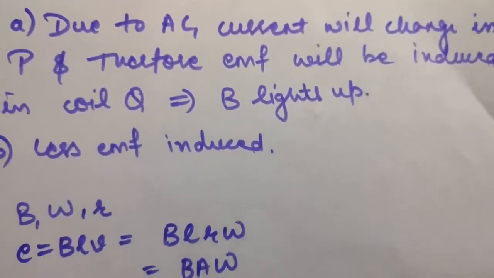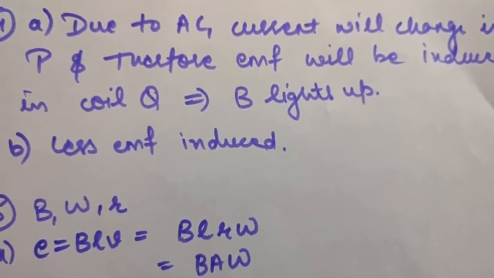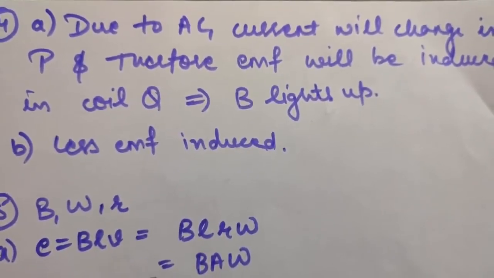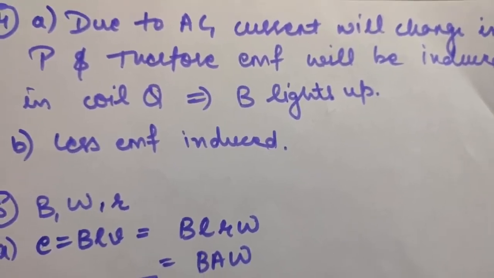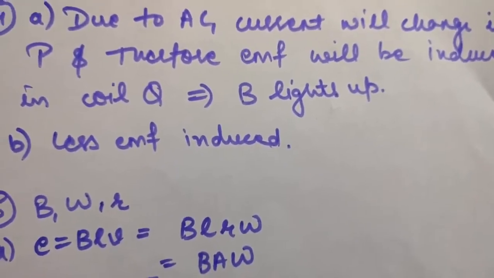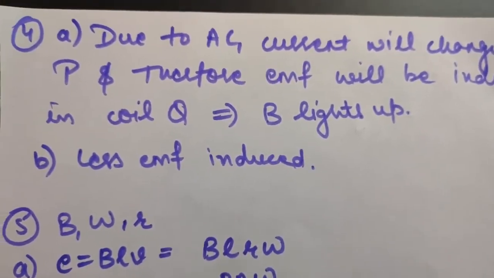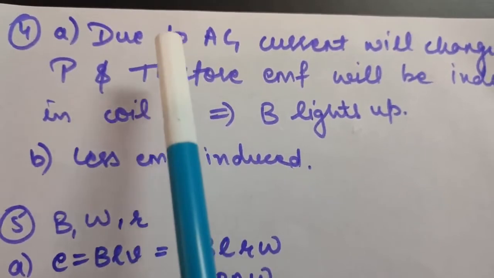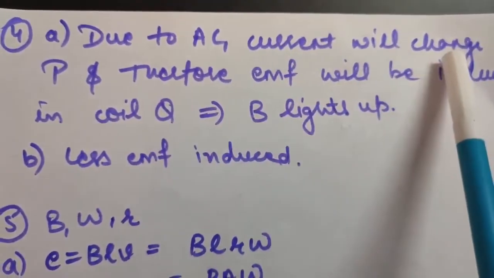Okay, so the next is question number 4. It says a coil Q is connected to a low voltage bulb B and placed near another coil P as shown. Give reasons to explain the following observations. First is the bulb B lights. See, as you can see in your circuit, in P coil an AC source is connected. If AC is connected, that means current will keep changing.